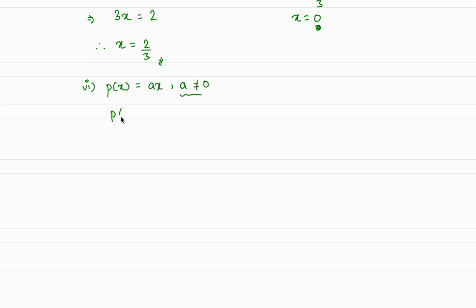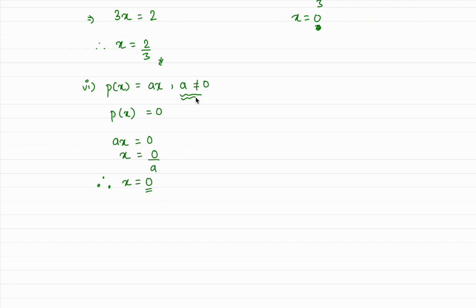So again, we have p(x) equals 0. So ax equals 0. We need to find the value of x. So a goes there. We have 0 by a, and 0 by a is 0. So here again, our zero of the polynomial is 0 itself, right?